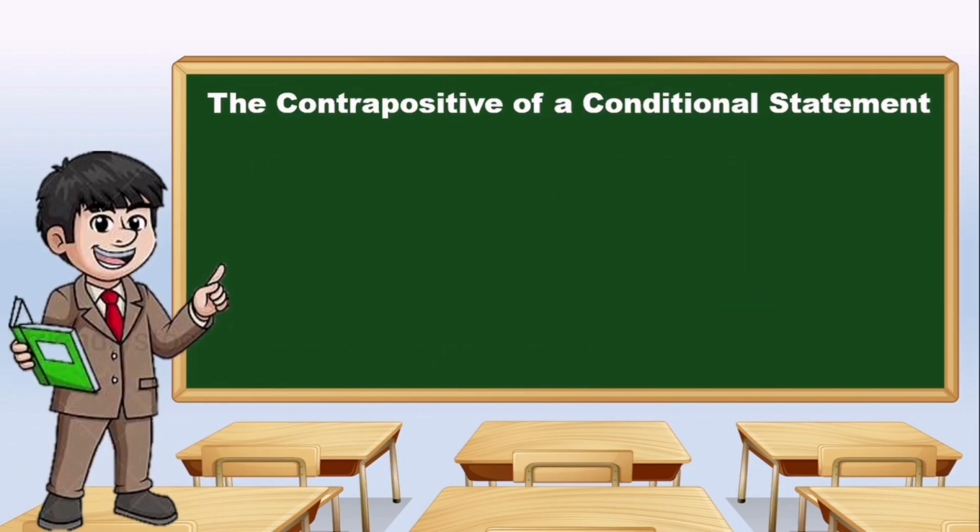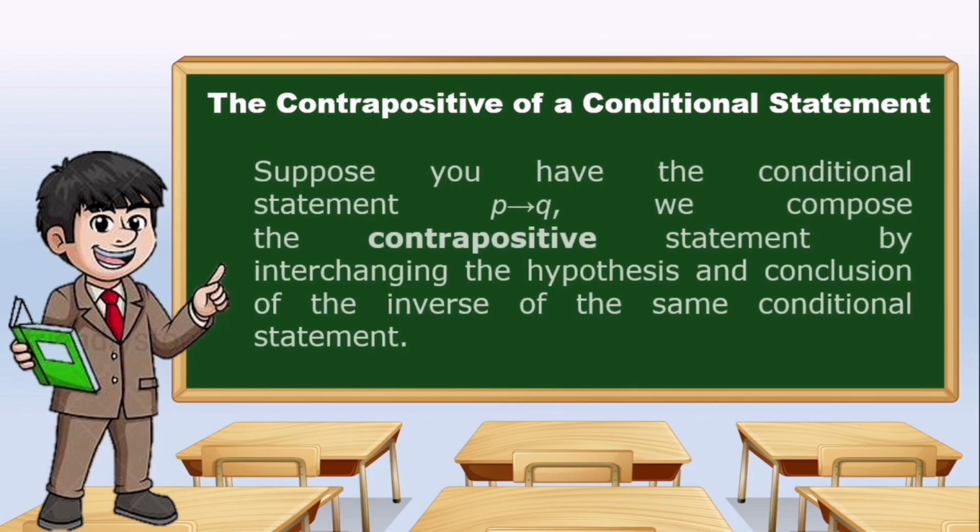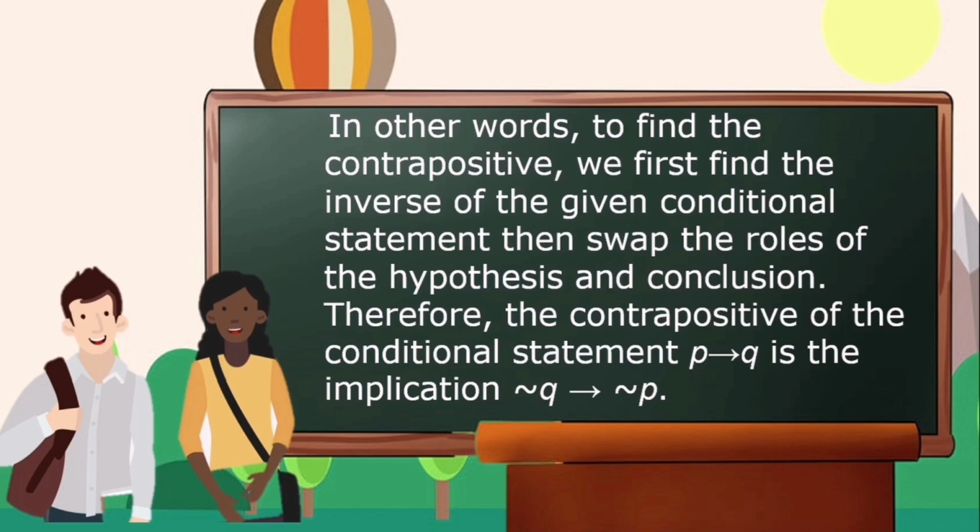Next, the contrapositive of a conditional statement. Suppose you have the conditional statement P implies Q, we can compose the contrapositive statement by interchanging the hypothesis and conclusion of the inverse of the same conditional statement. In other words, to find the contrapositive, we first find the inverse of the given conditional statement, then swap the roles of the hypothesis and conclusion. Therefore, the contrapositive of the conditional statement P implies Q is the implication, not Q implies not P.